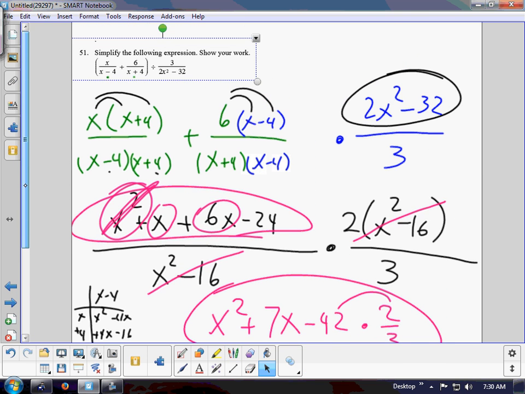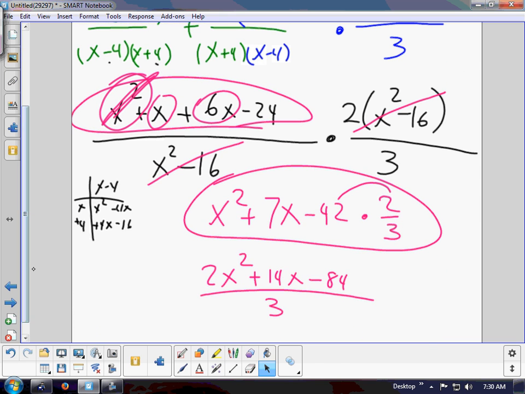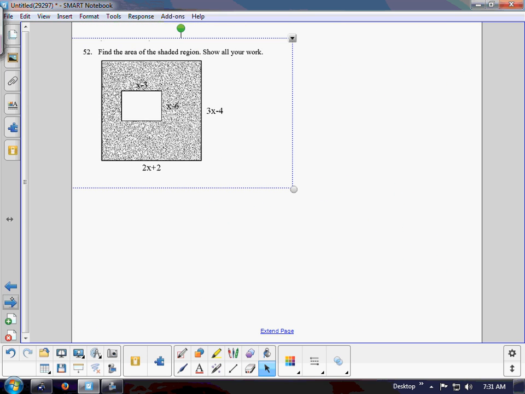Okay, so that's a little bit tricky question. You might want to rewind the video and follow the steps. You should be able to do this without looking. That's a good way to figure it out. Okay, the next question just wants the area of the shaded region. Again, this is the area of the large region minus the area of the small region.